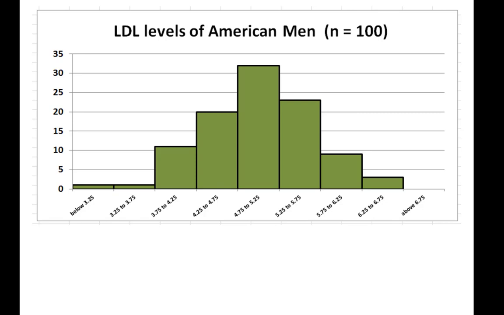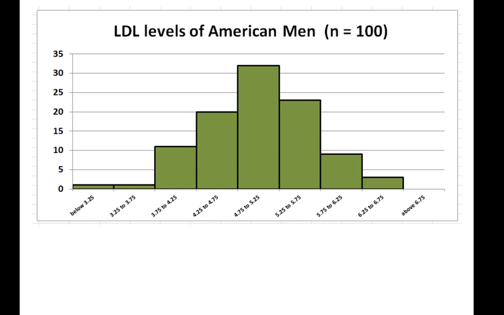Now, I don't want to talk too much about cholesterol right now. I want to talk about what this graph looks like. So you'll notice it looks kind of similar to some of the graphs we've looked at already in that it's got a peak near the middle and then it kind of falls off to both sides. Now, what does that mean? Well, we can figure out what the mode is in this data by looking at the tallest bar. And that tallest bar looks like it's between 4.75 to 5.25. Taking the midpoint of that, we'd say the most American men in this sample have an LDL of 5.